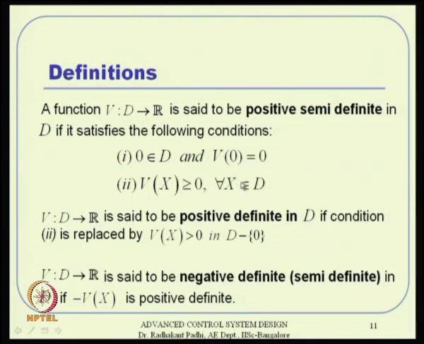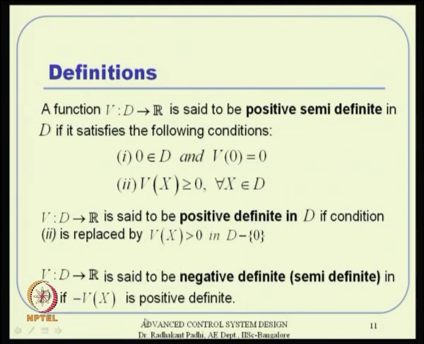And for any other point, V of x has to be greater than or equal to 0. V of 0 is 0 anyway, but for any other point x belonging to D, V of x has to be greater than or equal to 0, that is called positive semi definite. And if V of x is strictly greater than 0 in D minus 0, that means just take out the equilibrium point and then for every other point V of x is strictly positive, then it is a positive definite function.